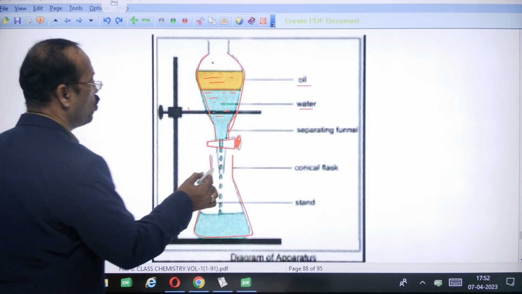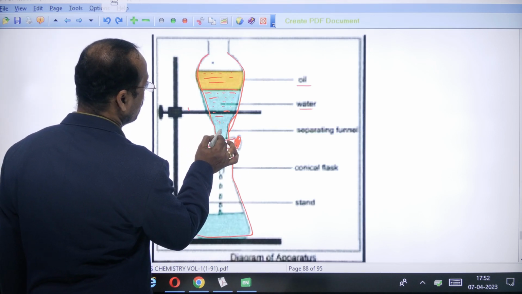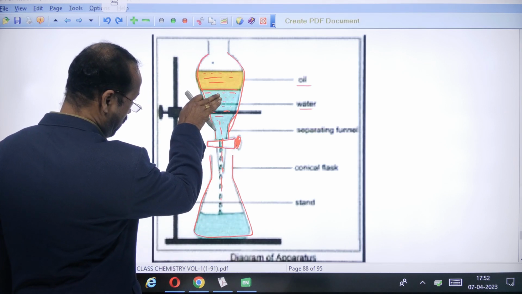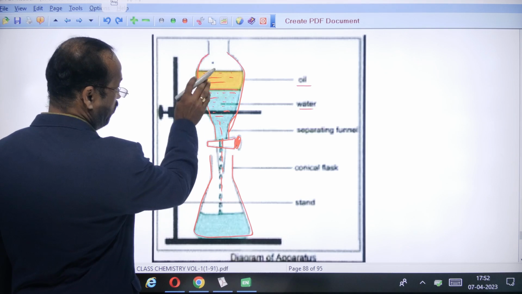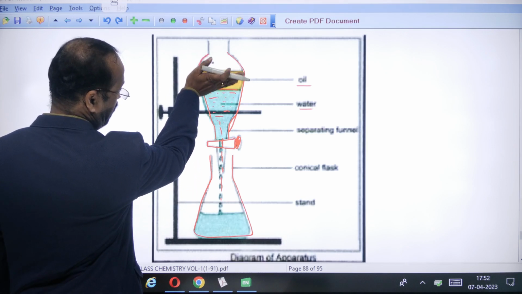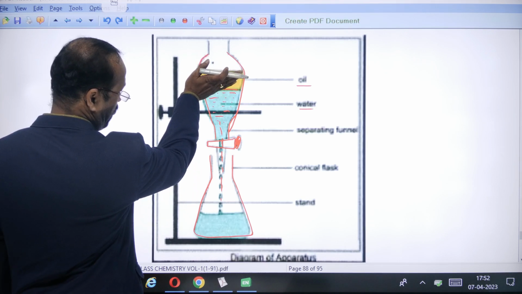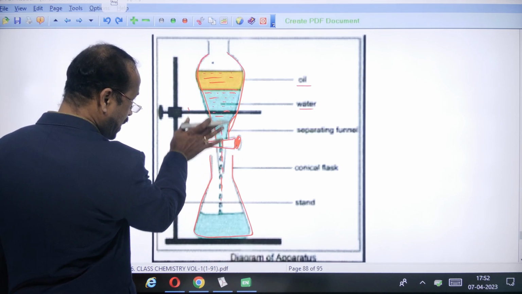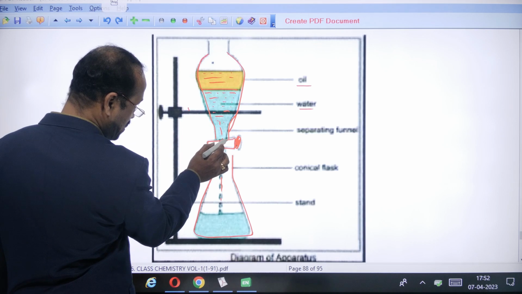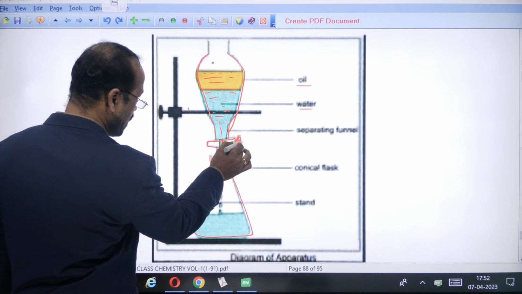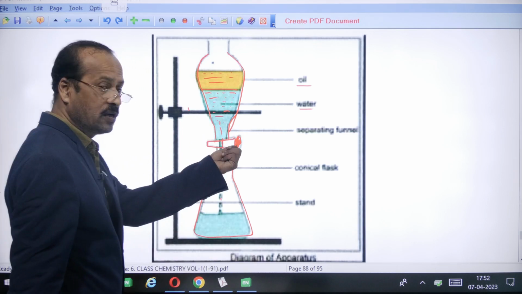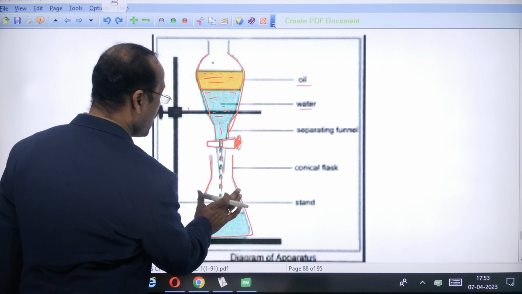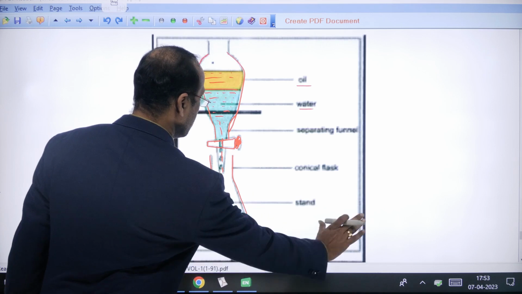So what happens when you open the tap? Now this water will be falling down. See now, the water is falling down. Water will be falling down and oil will remain here at the top. Slowly water is coming down. So when the water completes, then immediately close the tap, switch off the tap, and now you take out this beaker separately.